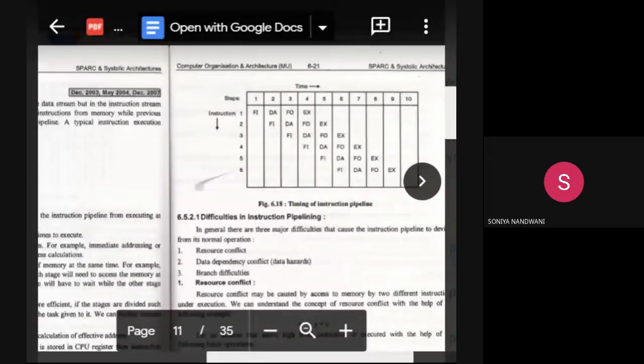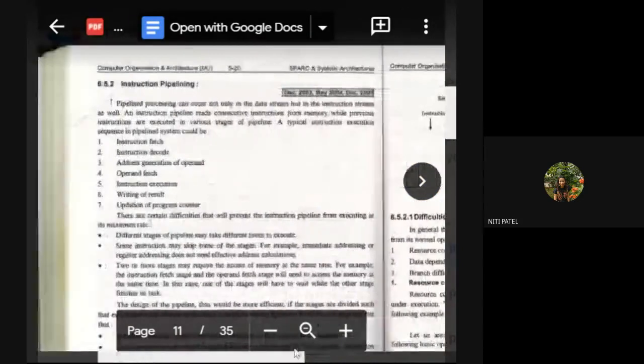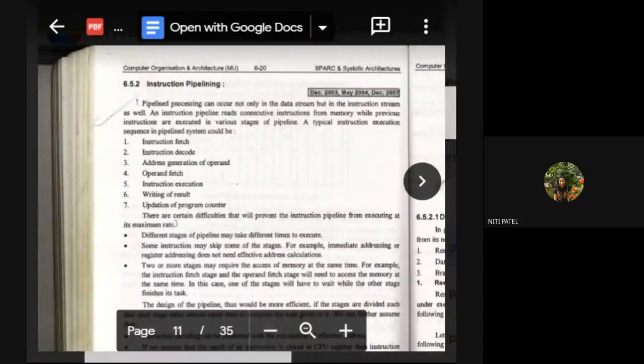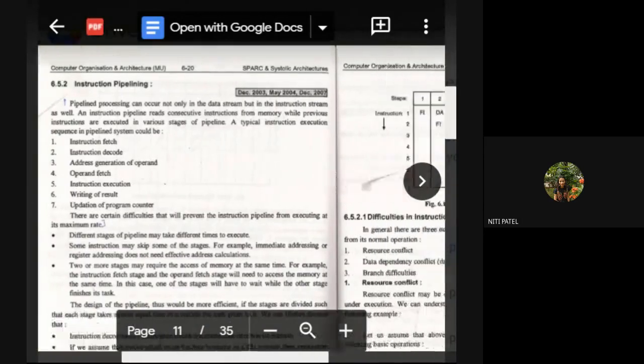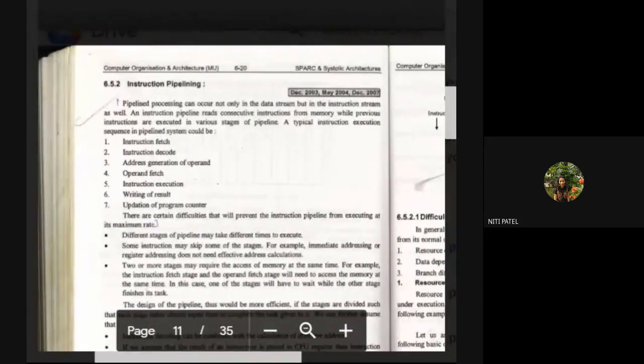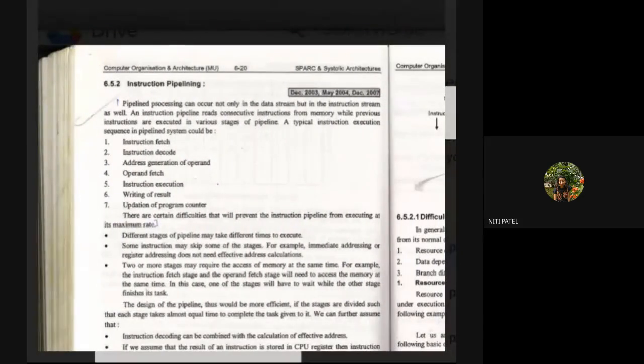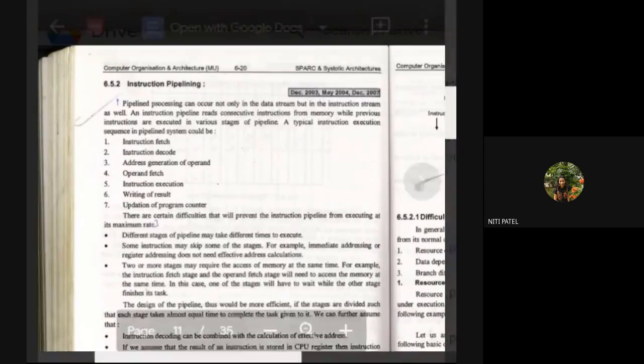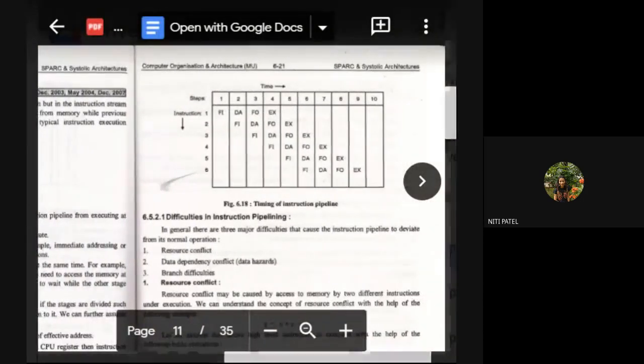Yes, ma'am. Okay. So we have understood what is pipelining. We have seen what is instruction pipelining and how those instructions can be executed in the pipeline by using the 7 steps, that is fetching, decoding, address generation, operand fetch, execution, writing the result, and updating the program counter.